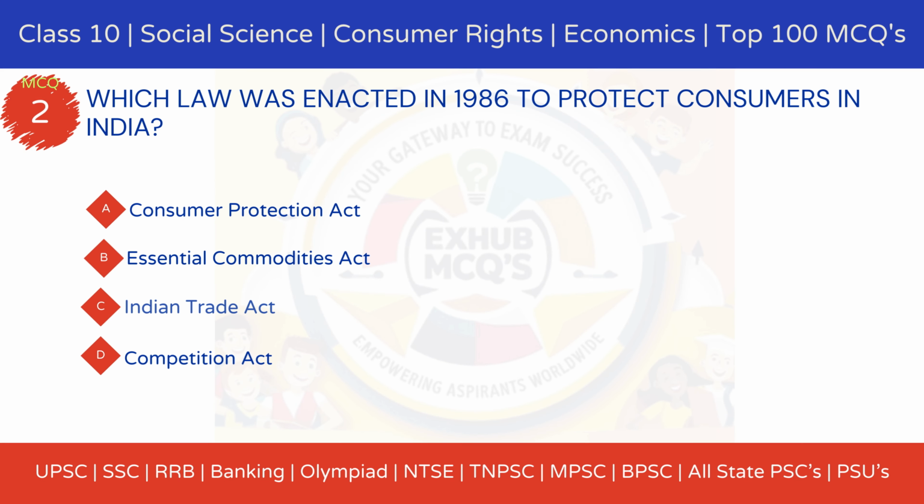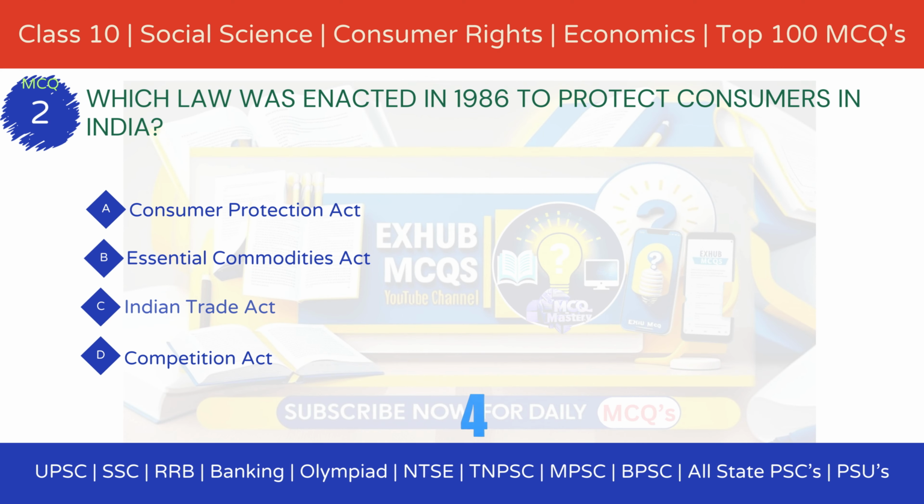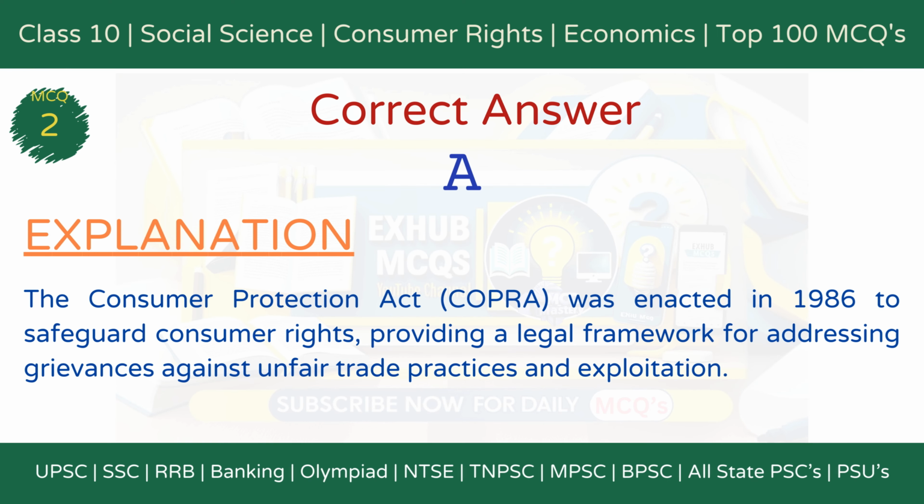MCQ 2. Which law was enacted in 1986 to protect consumers in India? Option A, Consumer Protection Act. Option B, Essential Commodities Act. Option C, Indian Trade Act. Option D, Competition Act. The correct answer is option A, Consumer Protection Act.